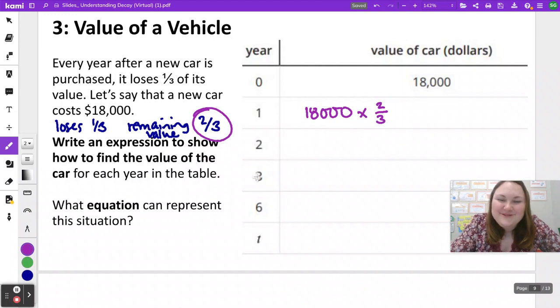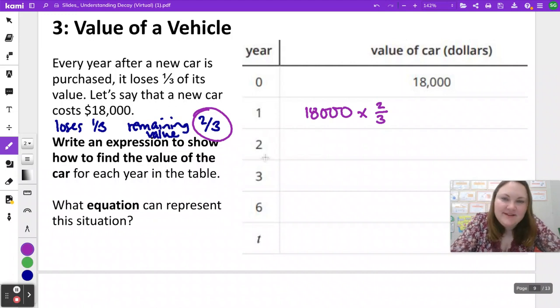So we have years 2, 3, and 6. I'm going to have you write 3 more expressions. The reason we're using the word expression is because I don't need you to calculate these. I don't need the answers. I just need the math problem we would need to do to find these. Go ahead, pause the video, and try years 2, 3, and 6.